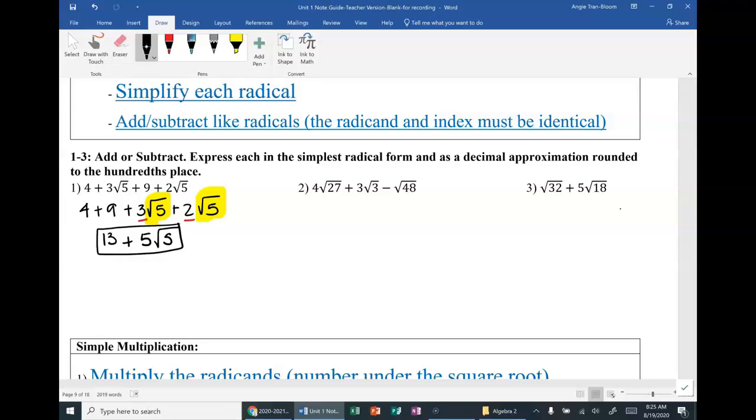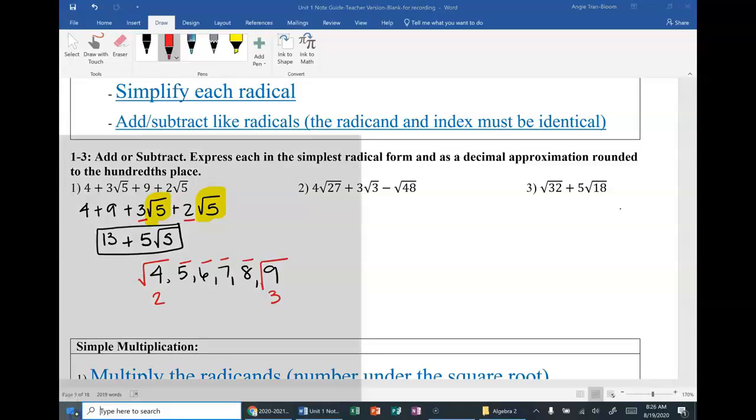Now, the instruction said that we need to use your calculator and give us a decimal approximation. Some calculators are different. So we want to find the approximation for square root of 5 here. We know 4, 5, 6, 7, 8, and 9. Out of all these numbers, only 4 and 9 are perfect square numbers. Square root of 4 is 2, square root of 9 is 3. So we know the square roots of 5, 6, 7, 8 have to be in between 2 and 3. This is how you test how to use your calculator.